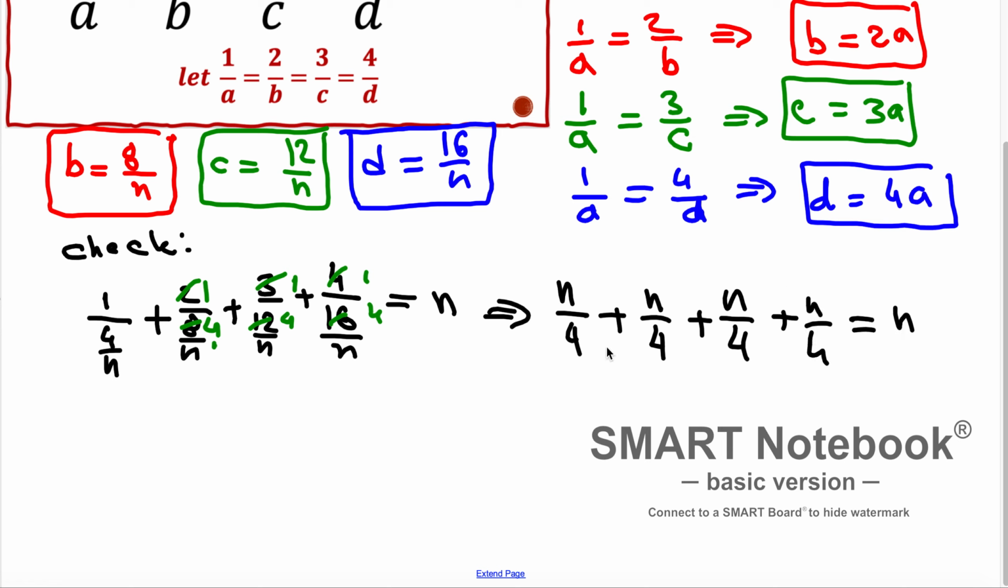And in all of these, the LCD is 4. And I'm looking at how many N's do I have. N plus N plus N plus N is equal with 4N is equal with the N. And now 4 with the 4 I can simplify here, and what remains is N is equal with N. So it means that this solution for A, B, C, D satisfies the equation.